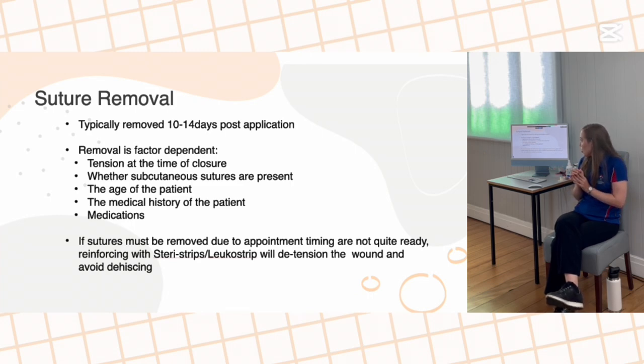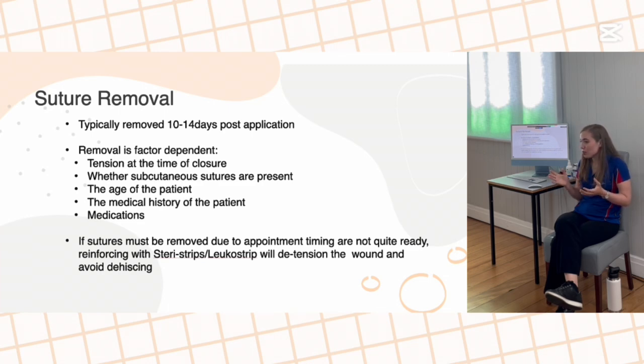We want to know if there's subcutaneous sutures present, because that means there's a bit more strength there, so we know it should be fine. Age of the patient and the medical history matter too. If they have diabetes, it might heal a bit slower. And also if there's any medications that can impact their wound healing.